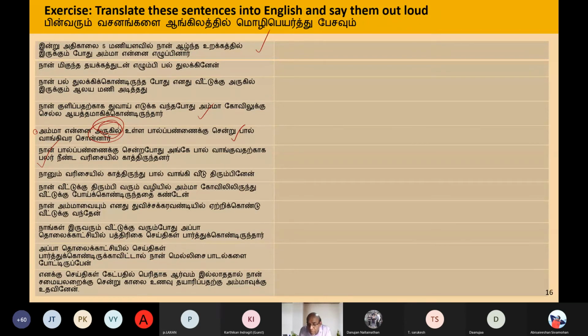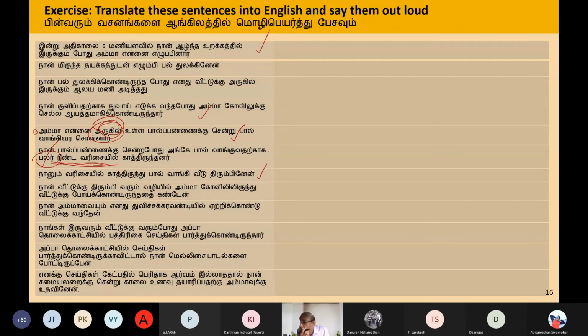So you're saying that when I arrived at the milk shop, there was a long queue of people, long queue, because it says Nunda Verisail. People is here. Long queue of people waiting to buy milk. Is that okay? Yes, sir. Okay, fine. I think we just do the next one quickly.